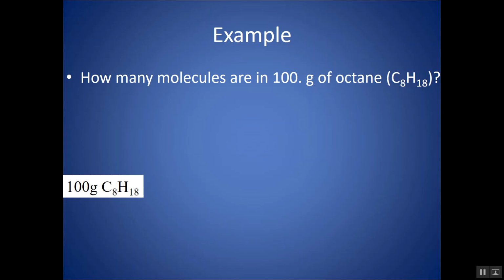So let's go through moles first. Let's change grams into moles. So when in doubt, mole it out. Grams into moles, I need the molar mass.